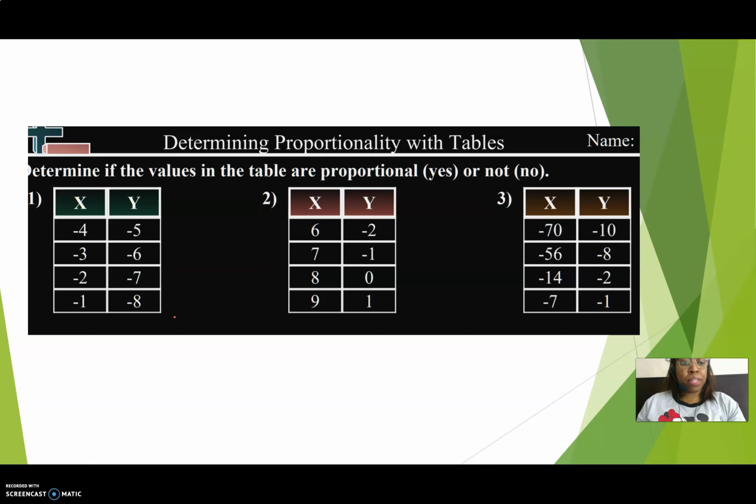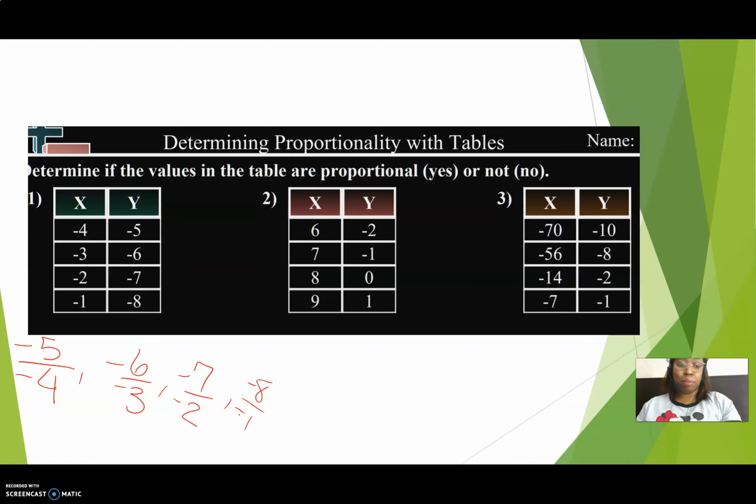So, to determine if tables are proportional, you are working with every single row on that table. Set it up. Y over x: negative 4, negative 6 over negative 3, negative 7 over negative 2, and negative 8 over negative 1. All of those have to equate to the same value. So I'm looking at those, and some of those fractions are ugly. Don't worry about it. You do not necessarily have to do all of those, and I'll explain why shortly.